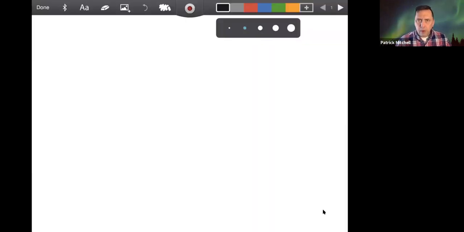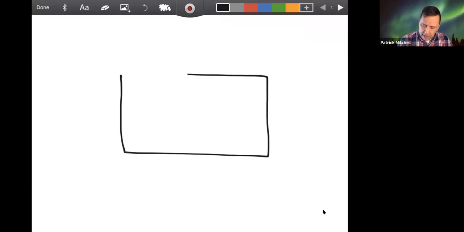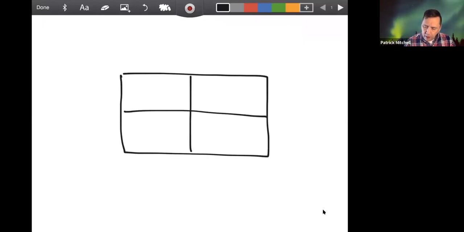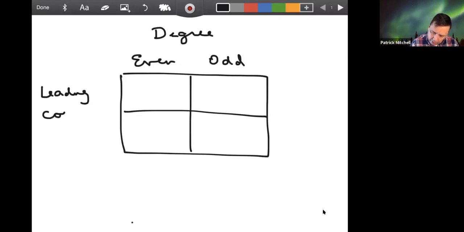Here we go. So, summary of end behavior. Four different kinds of end behavior for polynomials, depending first on whether the degree is even or odd, and then depending on whether the leading coefficient is positive or negative.